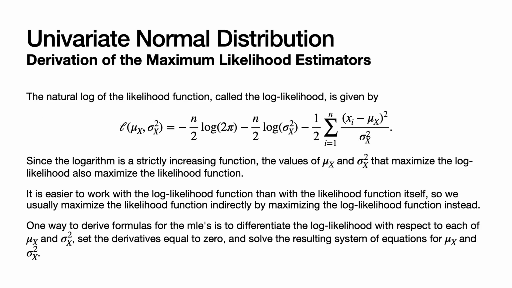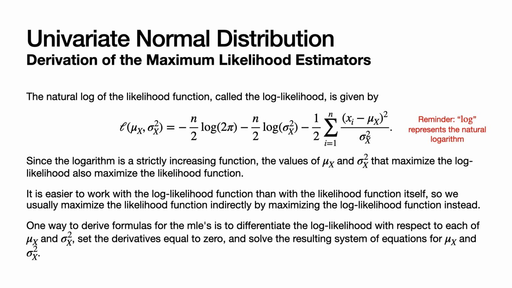Now the likelihood function was denoted by uppercase L. The natural log of the likelihood function, called the log likelihood, is denoted by lowercase l, and the expression for the log likelihood is shown here. Now, as a reminder, in this course, the notation log always represents the natural logarithm. Since the logarithm is a strictly increasing function, the values of mu sub x and sigma squared sub x that maximize the log likelihood function also maximize the likelihood function.